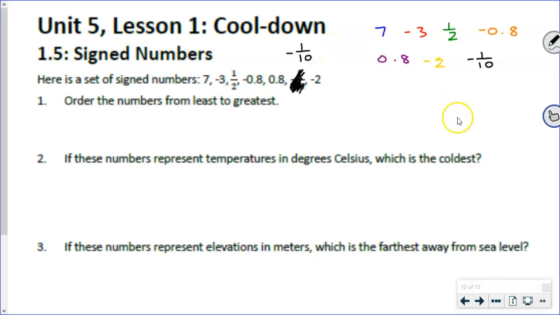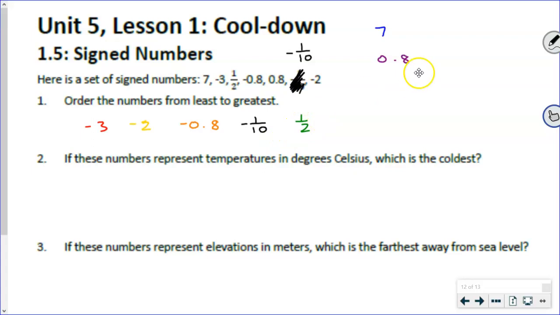Okay. Check your answers. The least number, the number that is the most negative, is negative 3. Then negative 2. Negative 0.8 is next, because 0.8 is 8/10. That's going to be more negative than just 1/10.